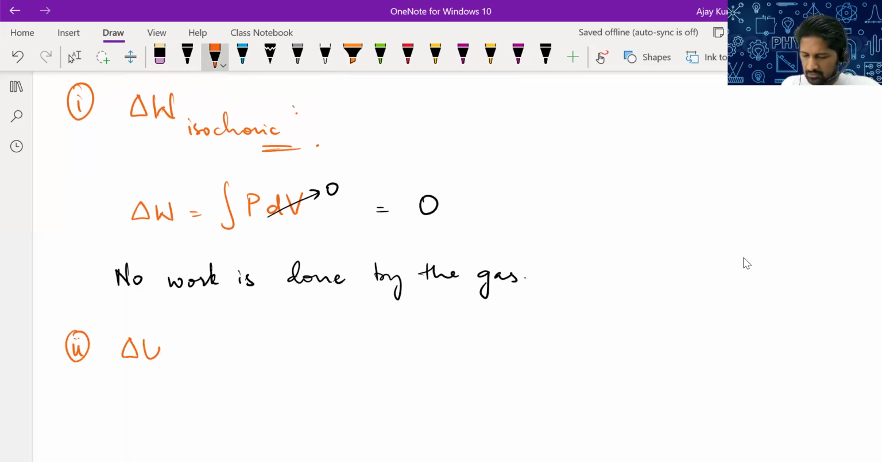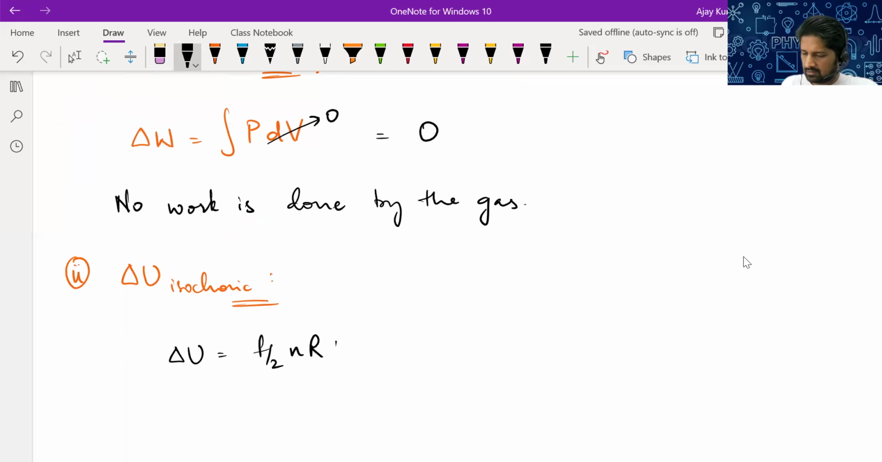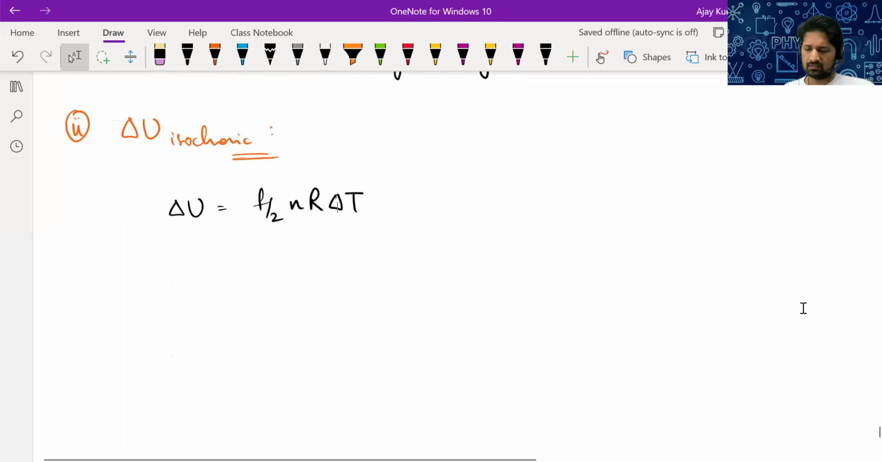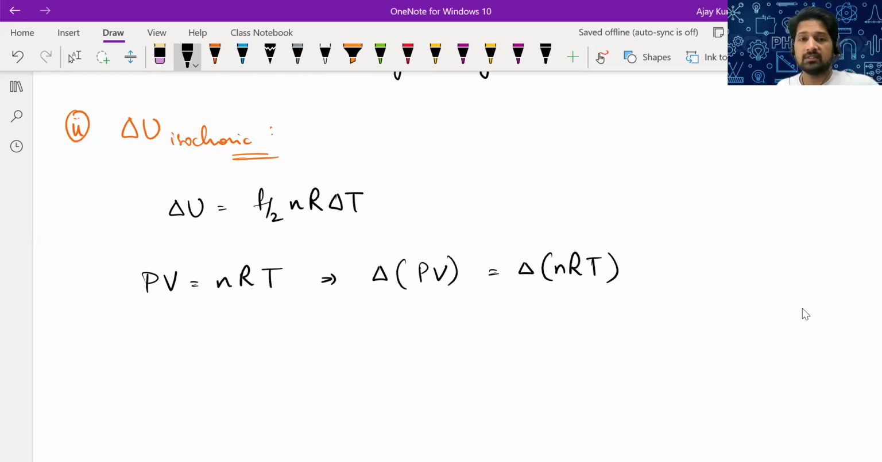Next, delta U, change in internal energy in an isochoric process. If you see, general formula for delta U is F by 2 nR delta T. So if you know the temperature change, you can substitute that and find out the change in internal energy. Now let us derive a process specific formula. Now we know PV is equal to nRT. And we also know that the change on the left hand side should be equal to change on the right hand side. This time volume is constant, pressure can change.